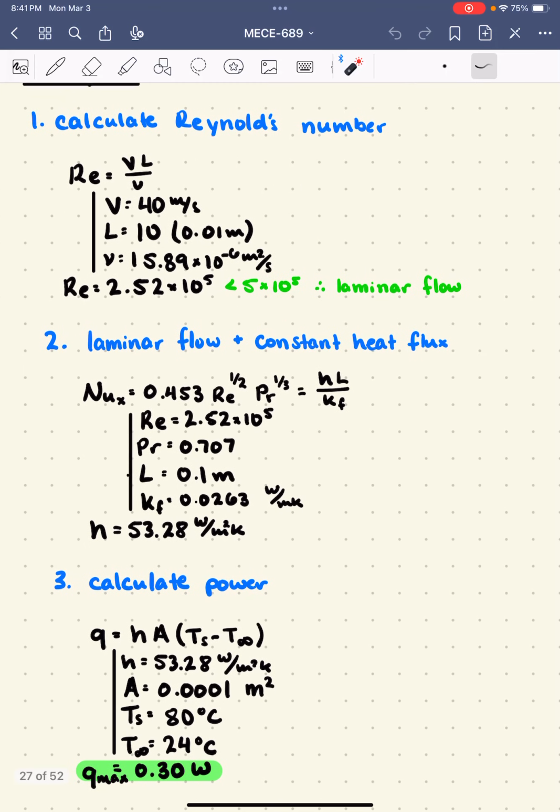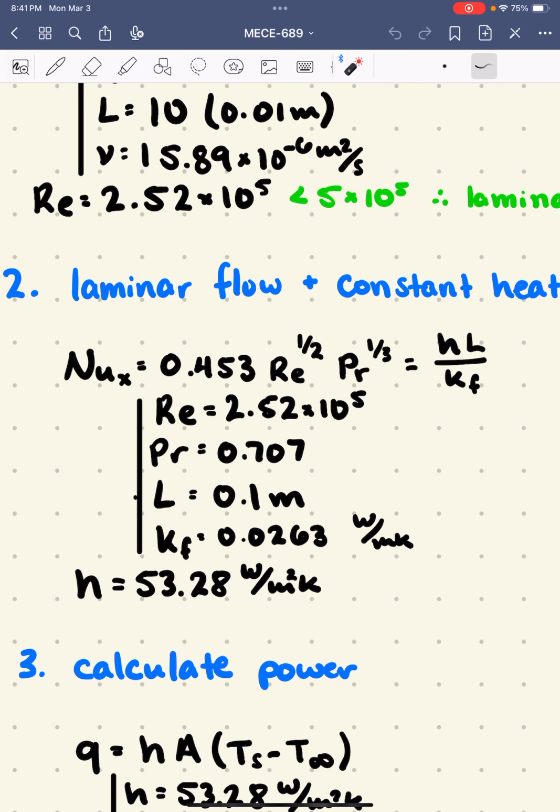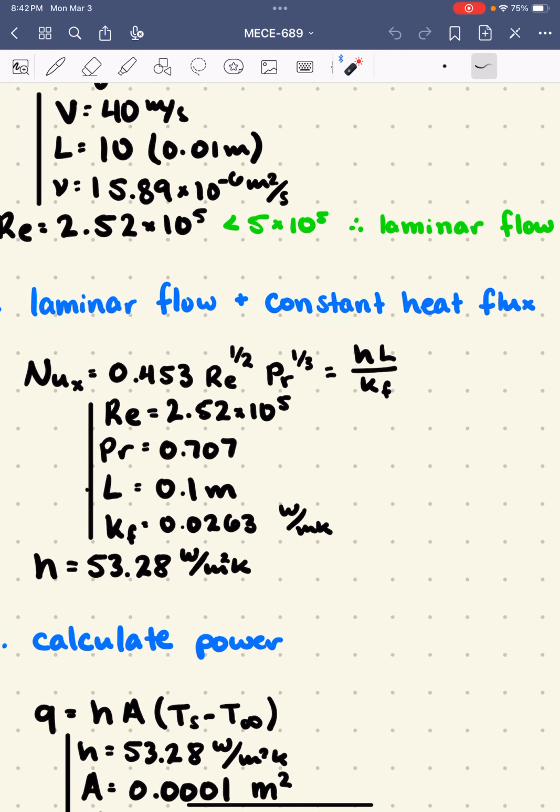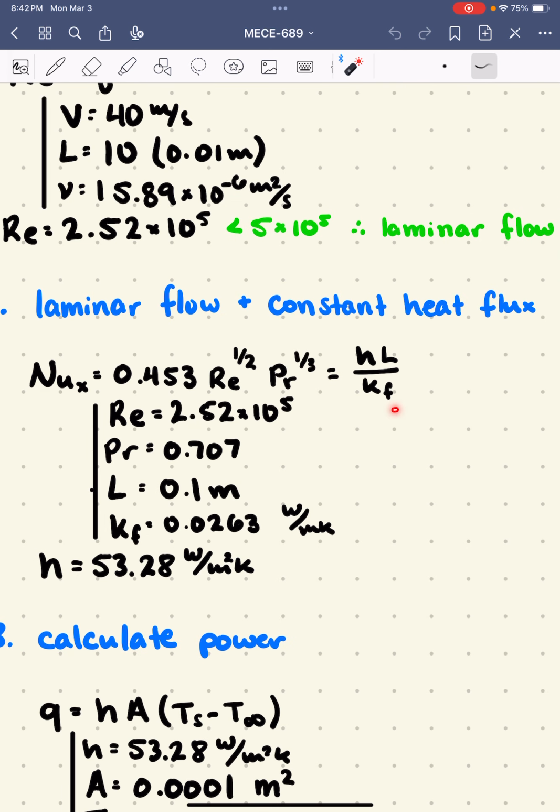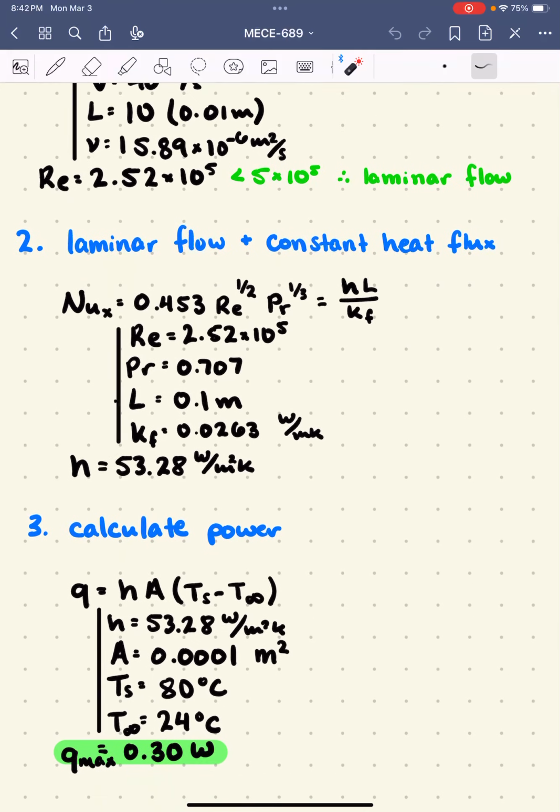Now, because we know that there's laminar flow and constant heat flux, we can use this equation for the Nusselt number, where the Nusselt number is equal to 0.453 times Reynolds number to the 1/2 power times the Prandtl number to the 1/3 power. And we know the Nusselt number is also equal to HL over KF. Solving for H in this equation, we get that H is equal to 53.28.